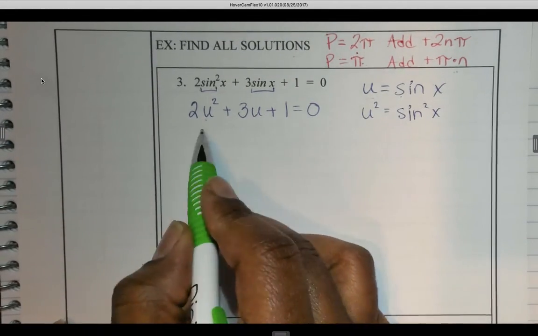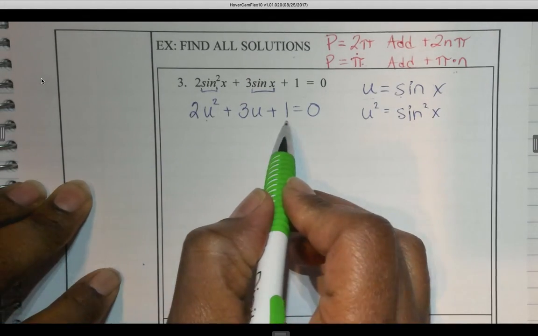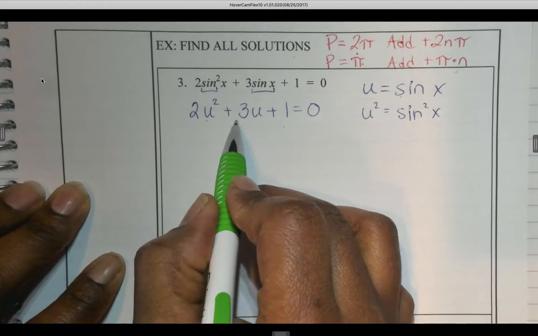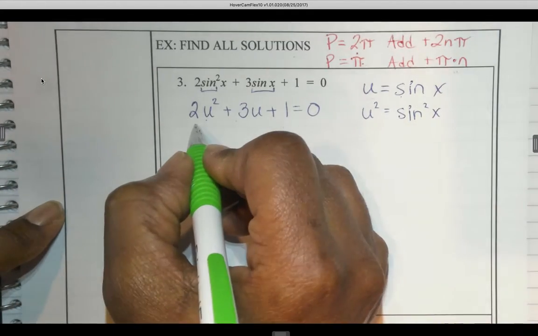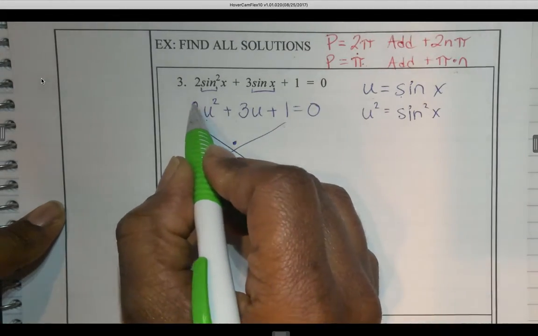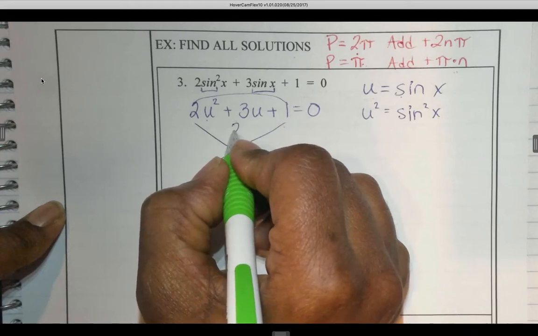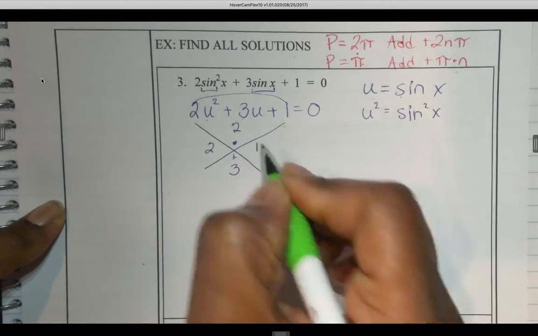Now this looks a little more familiar to maybe an Algebra 1 or Algebra 2 class. A quadratic that I'm setting equal to 0, I can use the quadratic formula. I can factor to try to figure out what u equals. I'm going to use factoring. I need two numbers that when I multiply I get 2, and when I add together I get 3, and those two numbers happen to be 2 and 1.